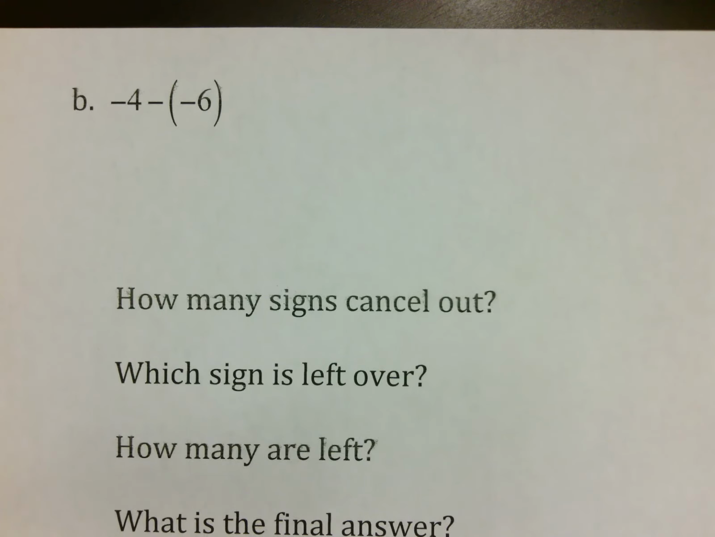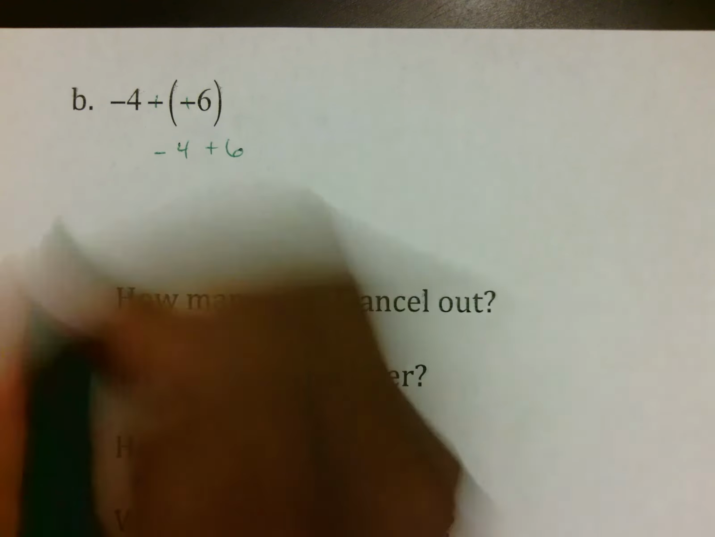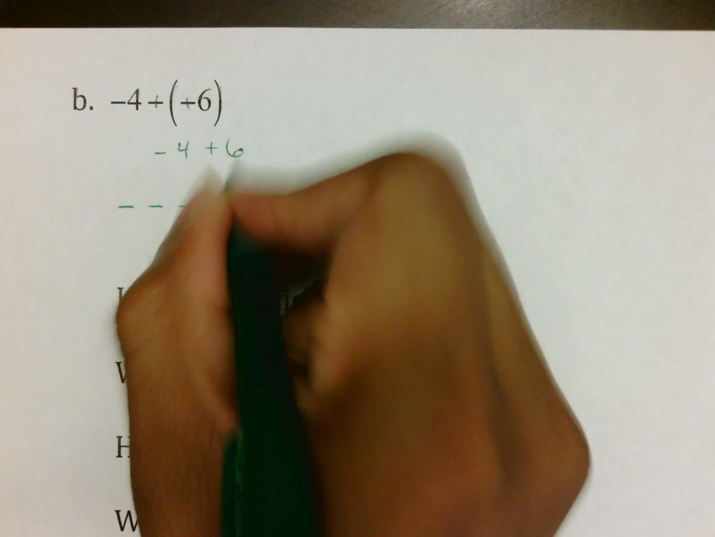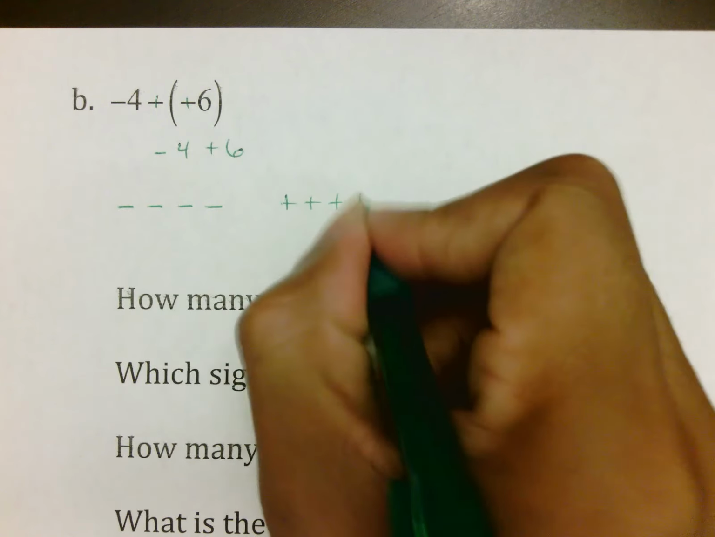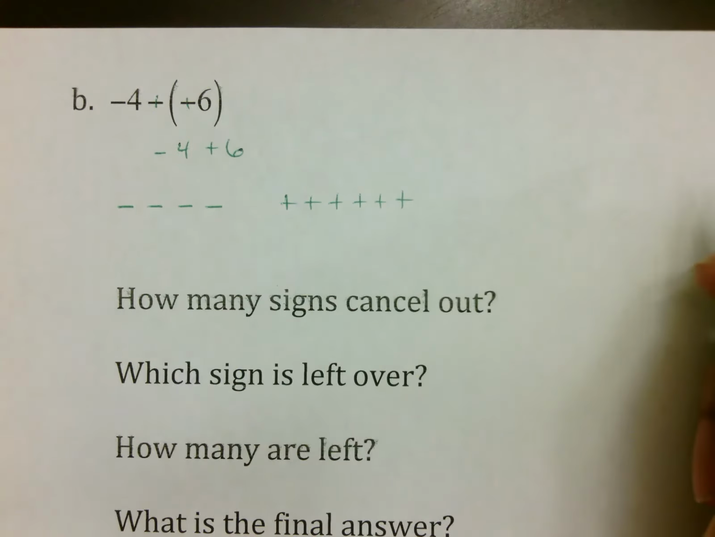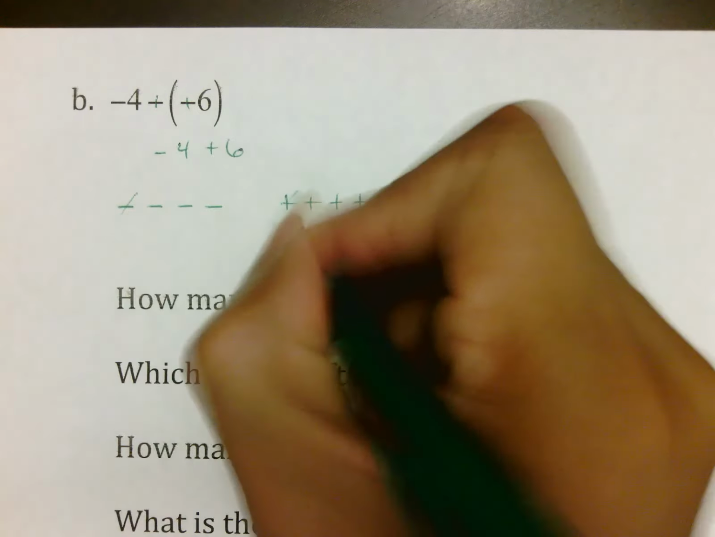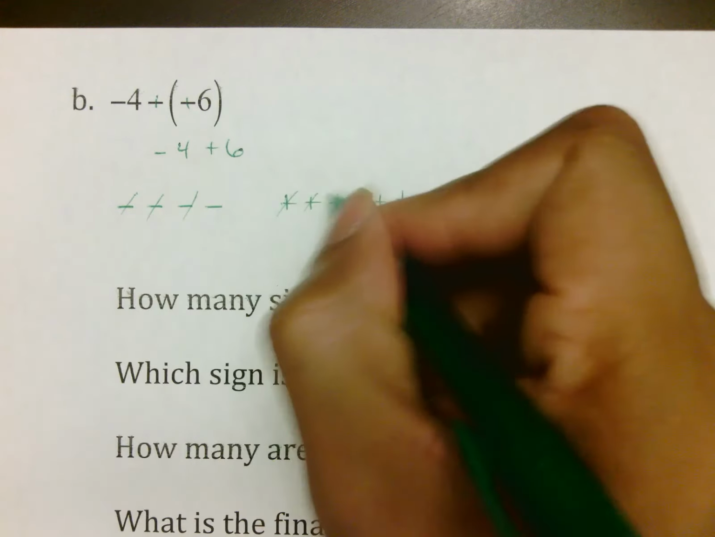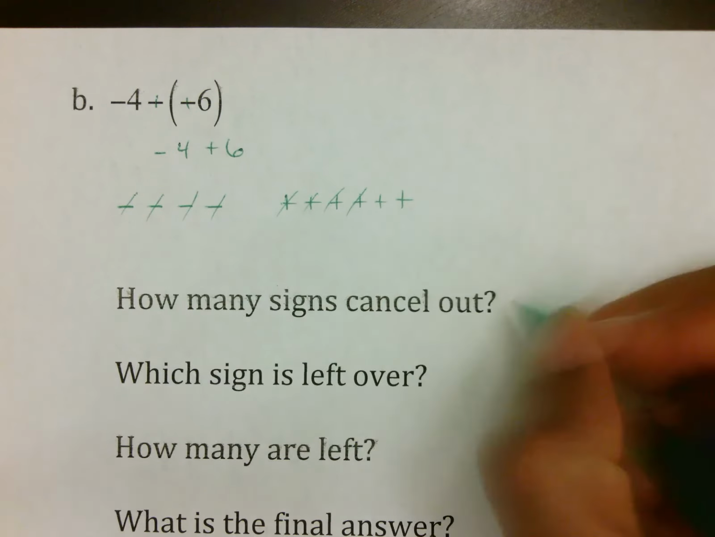-4 minus -6. Again, first thing you're going to do is switch it, so you might want to do it on paper whenever you get to that, but it's -4 plus 6 is what we have, which then it wants you to model it. So we have 1, 2, 3, 4 negatives and 1, 2, 3, 4, 5, 6 positives. How many cancel out? Well, it should be the lower amount, which is 4. So 2, 3, 4 pairs cancel out.